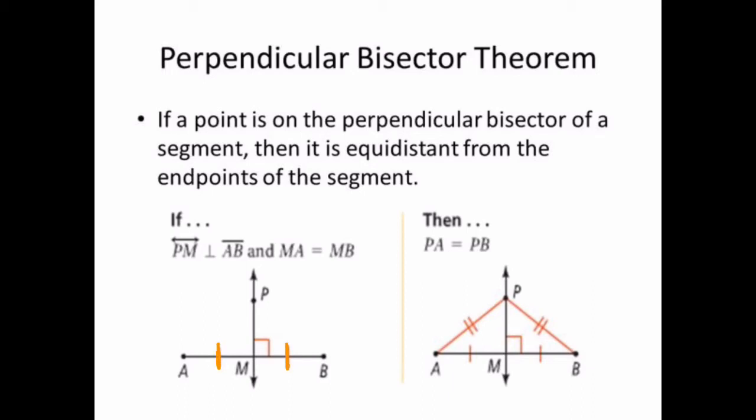Notice how the left side and the right side are the same, and this is a right angle here. So what that says is any point along MP here, including point P, is equidistant from the endpoints. And that's what it shows over here on the right. AP and BP are both equal to each other. The converse of this theorem flips it around, and it starts with if a point is equidistant from the endpoints of a segment, then it is on the perpendicular bisector.